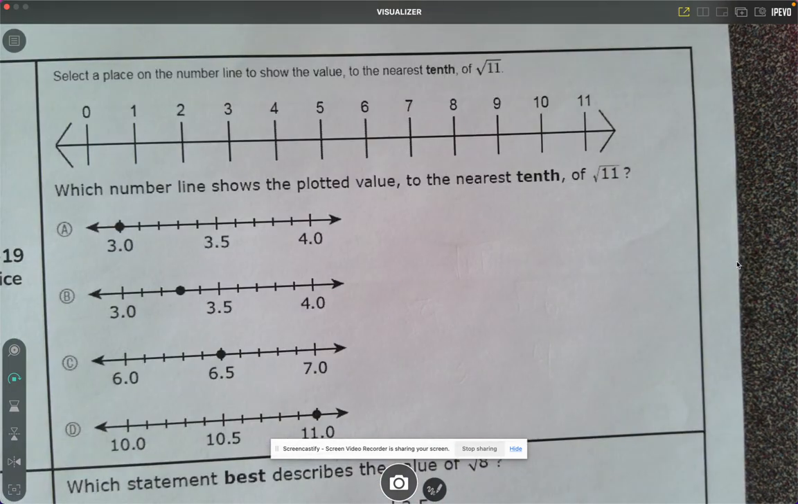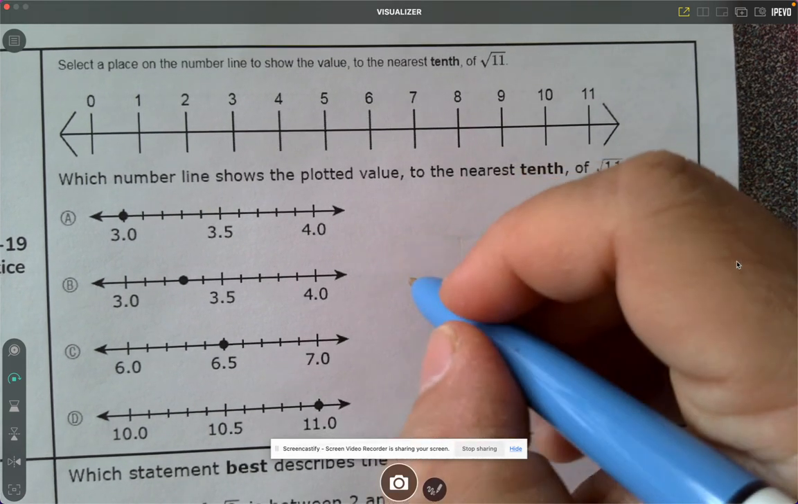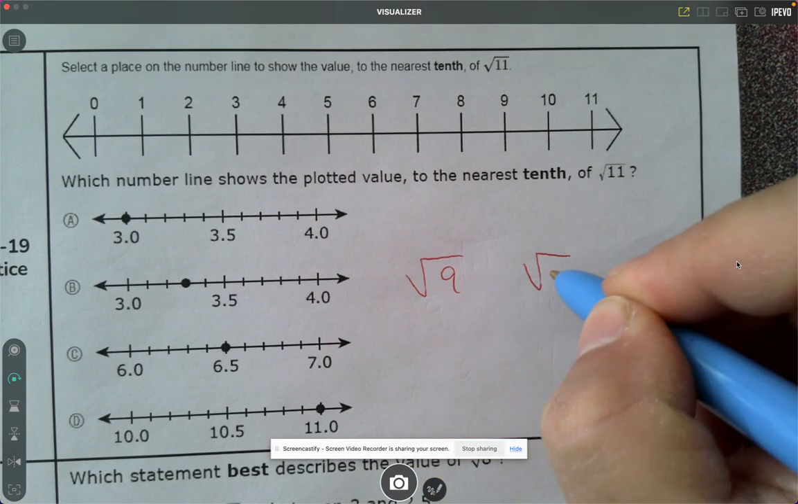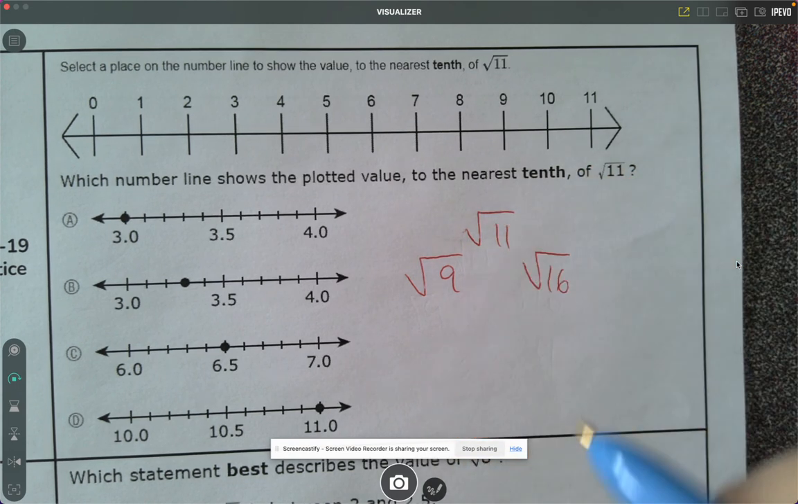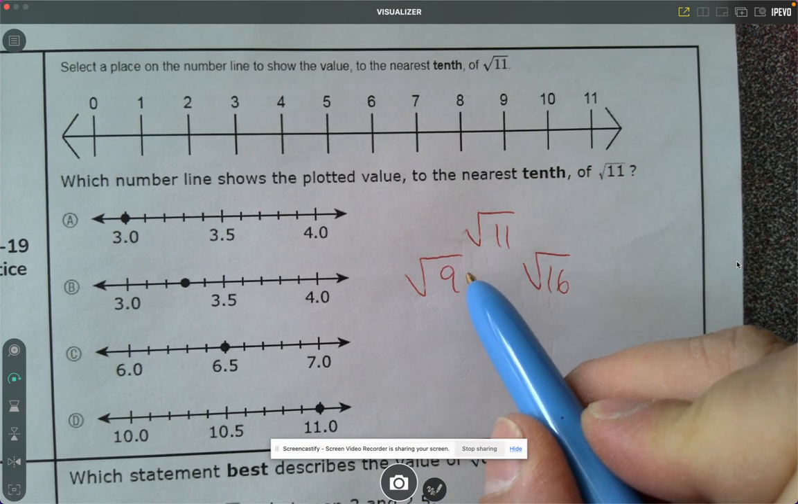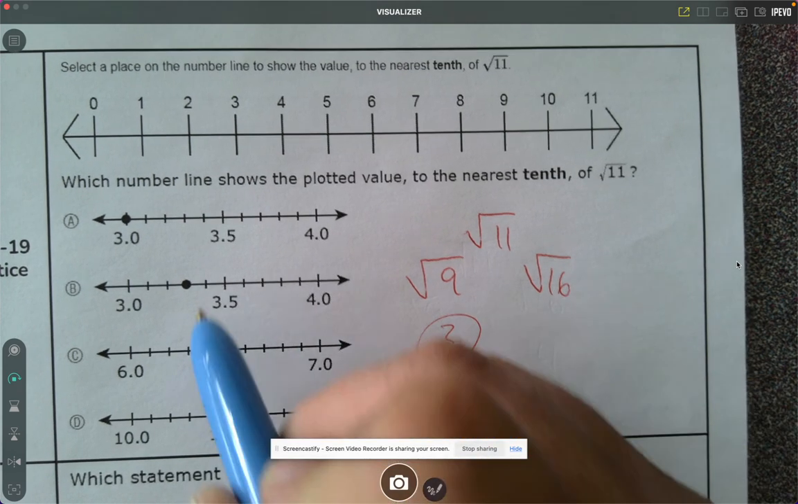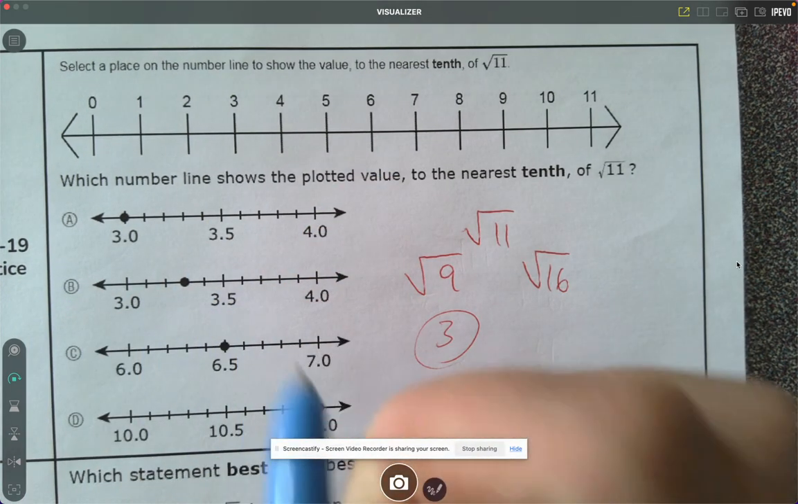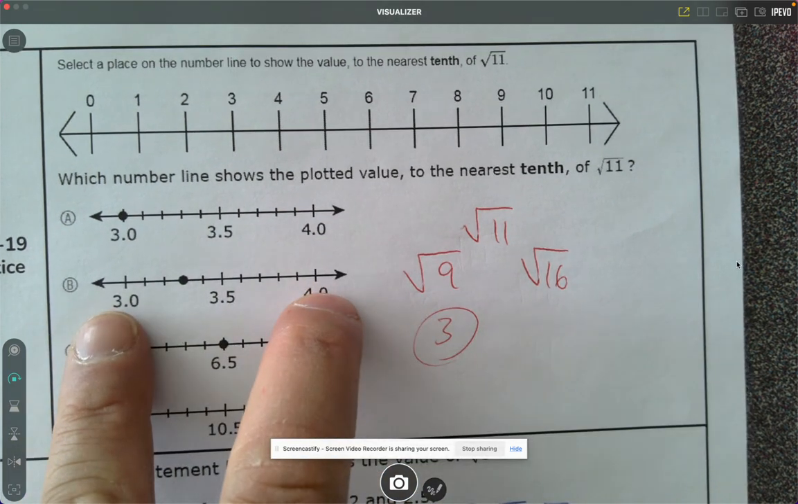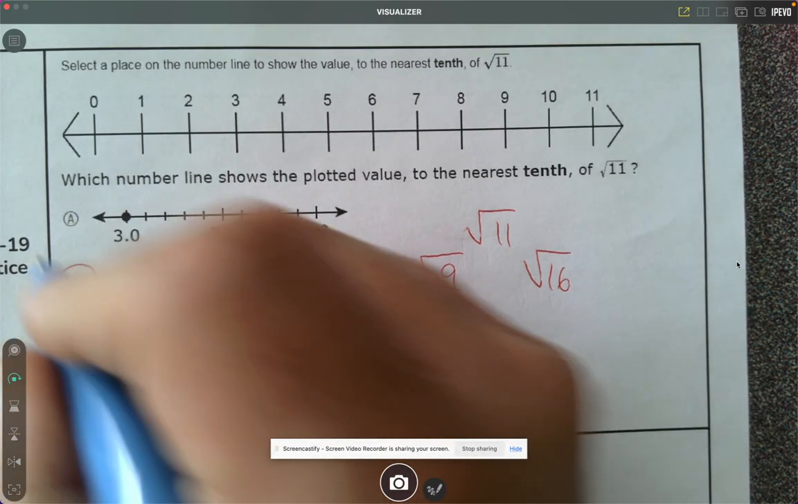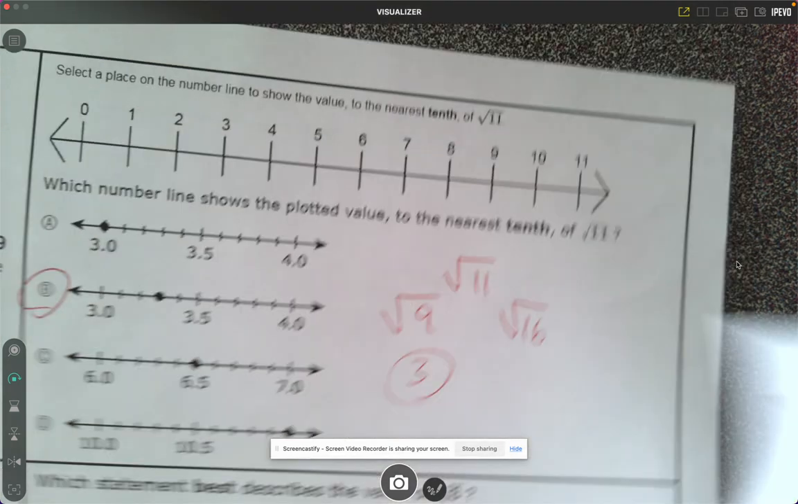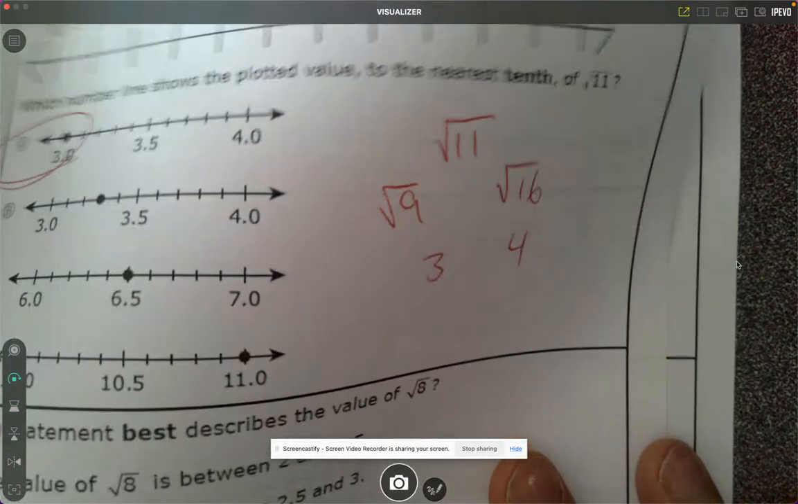It's definitely not between 3. It is between 3 and 4. That part hasn't changed. But if we're between square root of 9 and square root of 16, you can see it's definitely closer to 3 than it is to 4. So I would say it tricked you if you did that one. It's this one here, B. Okay, let's go on to another one.